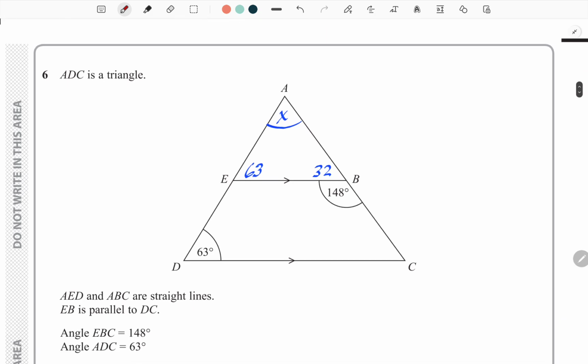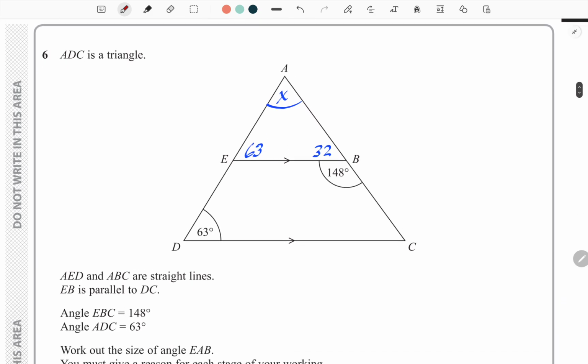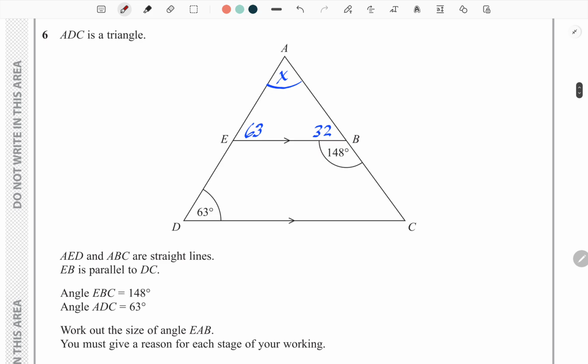So question 6. Now this one is an opportunity for a bit of revision. We can see that we have two parallel lines, EB and DC. And they've given you a couple of starting angles, so 63 here and 148 there. Now, I'm going to just add a little detail there.